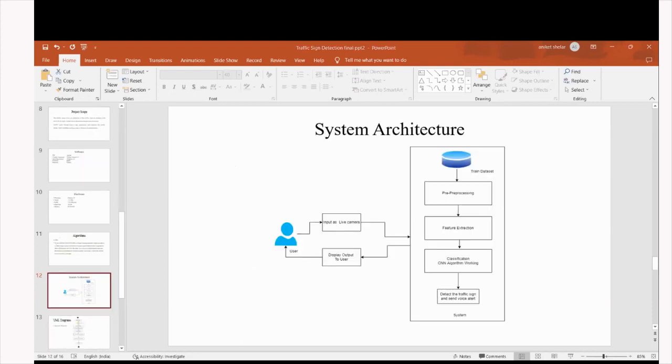Next is the system architecture. In this architecture, the system takes the input from the user through a live camera. Then the data will be processed in the system. Then the system displays the output to the user. Next slide.